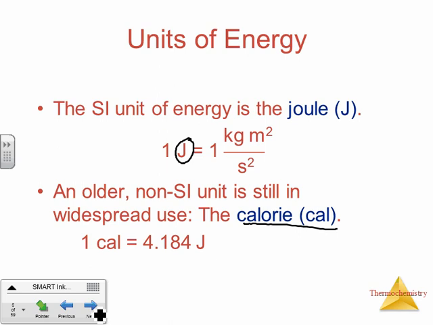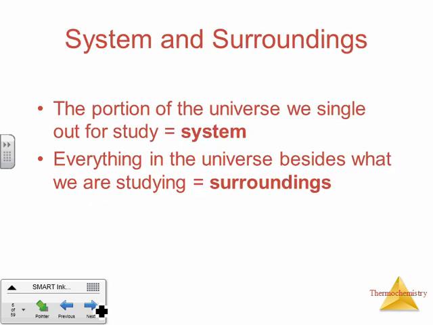Now, the calories that you see in the grocery store, in case you're interested, are actually kilocalories. So if something says it's 100 calories, technically it's 100,000 of these calories. That might be depressing to you, but that's the truth. Just so you know that.